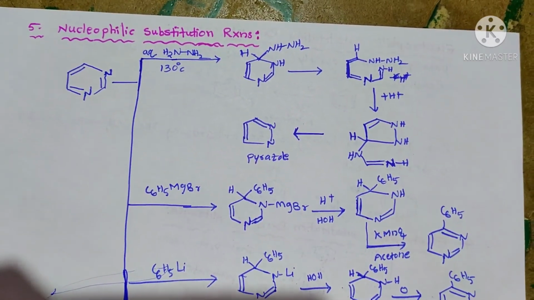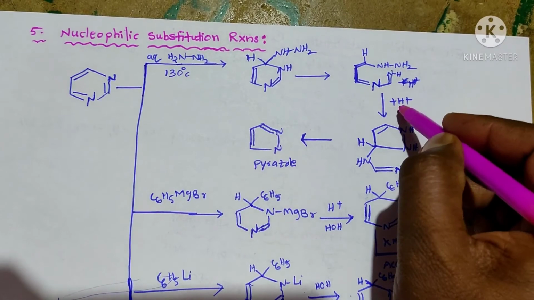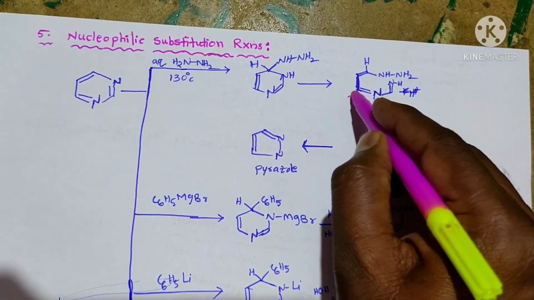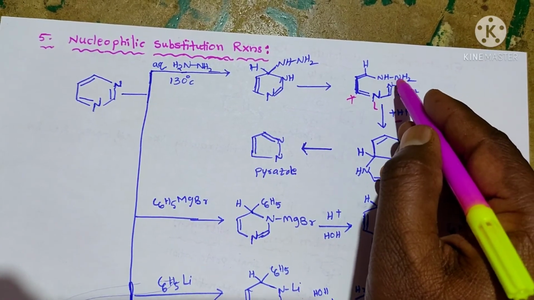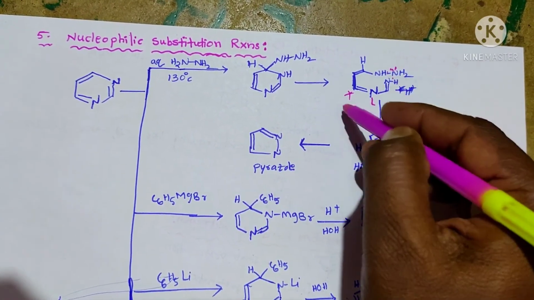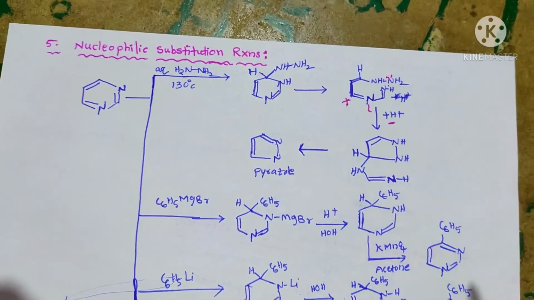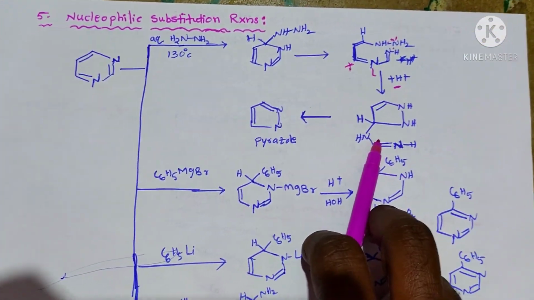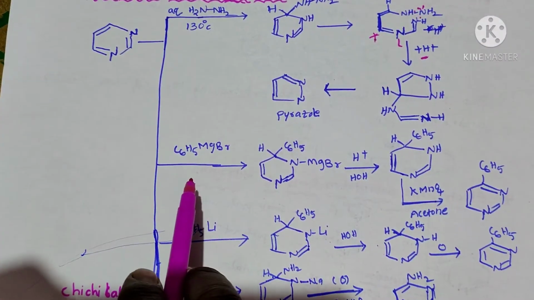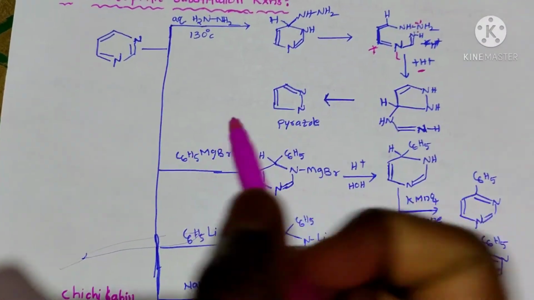What happens here is this H plus ion attacks here. As a result, this carbon gets the positive charge. And the electron pair of this nitrogen atom will be attached to here. As a result, we get the pyrazole ring. Next, the reaction with the Grignard reagent.